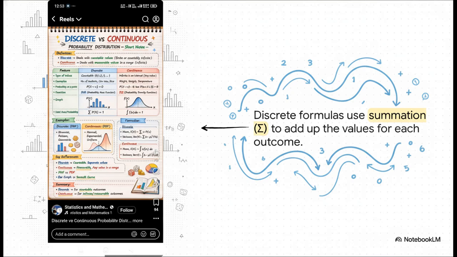So how do we find these for discrete data? The math is actually pretty intuitive. We use summation. You'll see it as that big Greek E-looking symbol, sigma. All it means is add them up. You just take each possible outcome, multiply it by its probability, and add all those little pieces together.